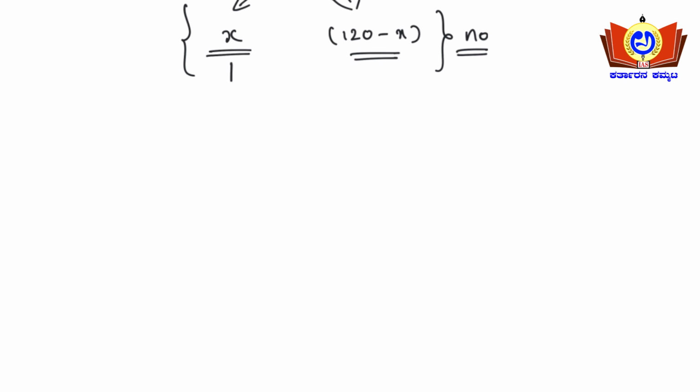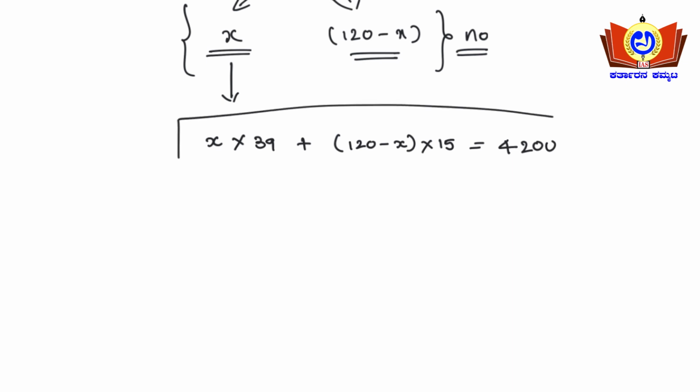Okay, see, the number of passed candidates, X, into their average, which is 39. In the question they have given that the average marks of passed candidates was 39. So the number of passed students into their average 39, plus the number of failed students, that is 120 minus X, and their average into 15, that shall be equated to the total marks, that is 4200. You need to write this equation. If you have written it properly, then solving becomes very much easier.